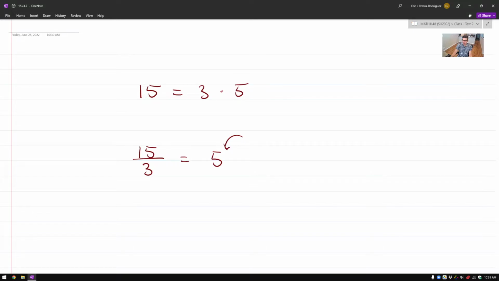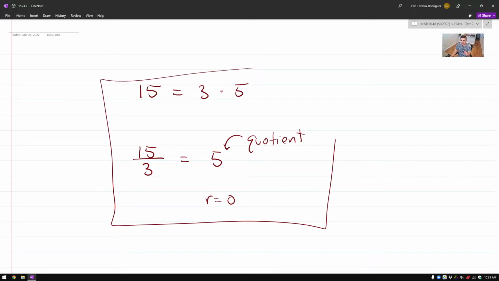When we are doing division, quotient, right? The remainder here is equal to 0. Because 3 is a factor of 15, so there's no remainder here. 3 exactly fits into 15 5 times, and 5 is the quotient of that division. So we are going to do this same process, but now with equations. We can do the same with equations.